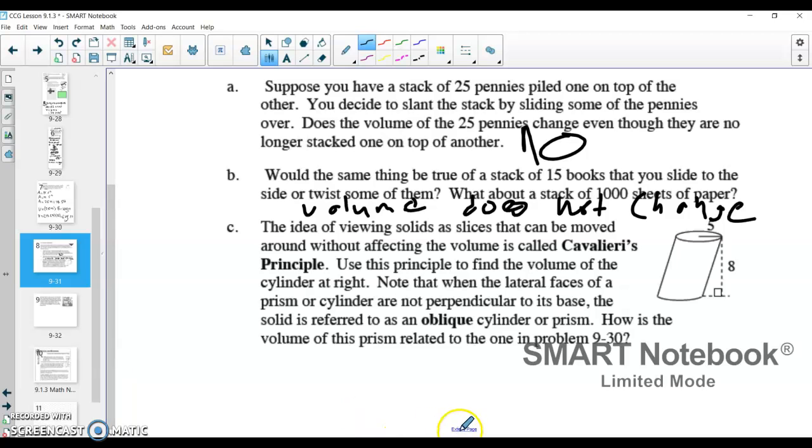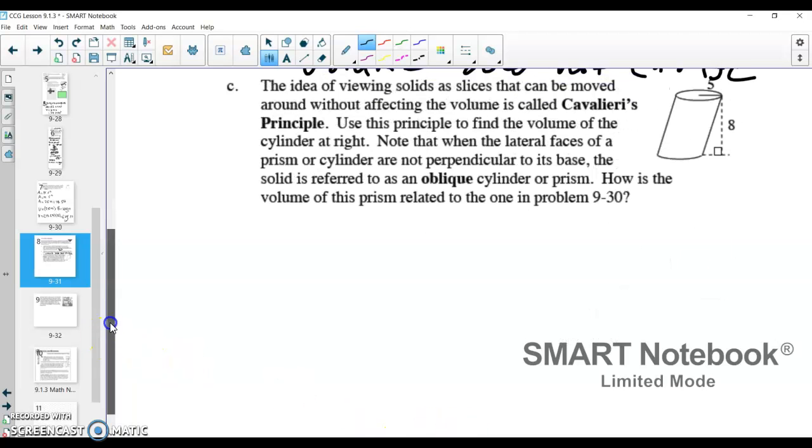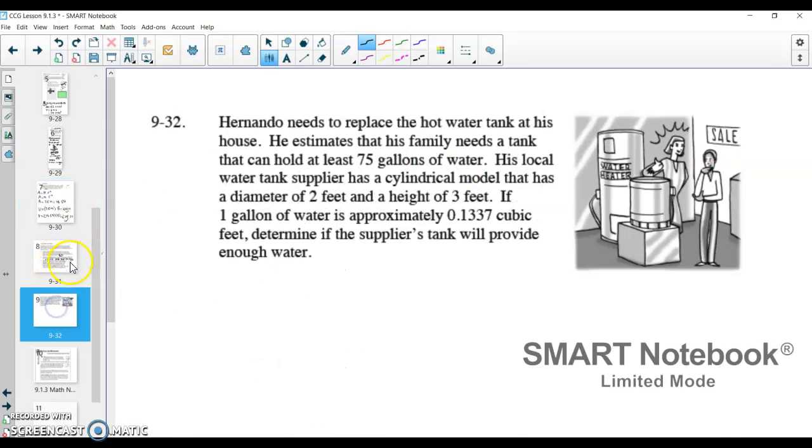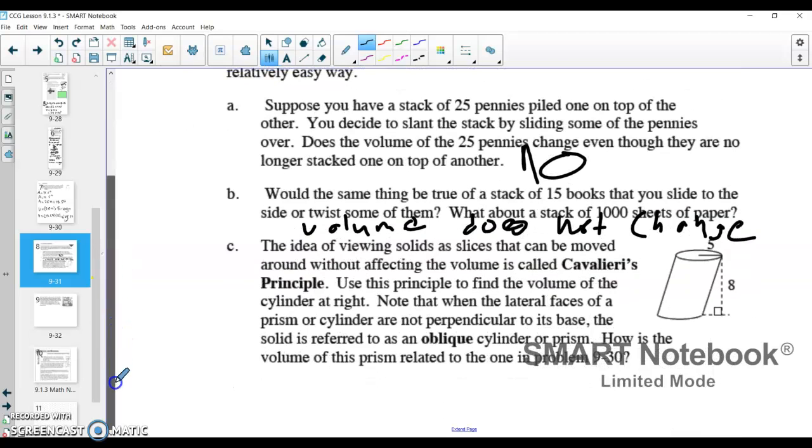Now we have this one here, and this is just an example. It's like the same cylinder we just saw. It has a circle with radius 3 and a height of 8. And then the question asks us, how does the volume of the prism change?